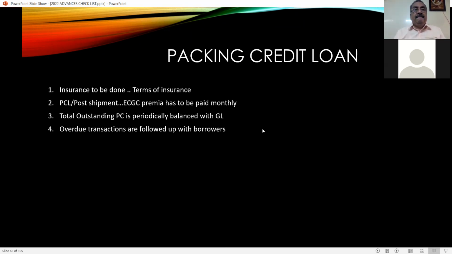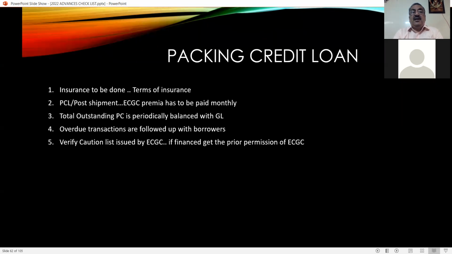And overdue transactions are followed up with the borrowers. In case the packing credit loan is there and if the transactions are not materialized or if the goods have not been produced, then the bankers will have a very close follow-up with the borrowers. And verify the caution list issued by ECGC, and get prior permission from the ECGC. Because ECGC is ready to give the claim only when the borrower or the supplier is not in the hit list or not in the caution list.